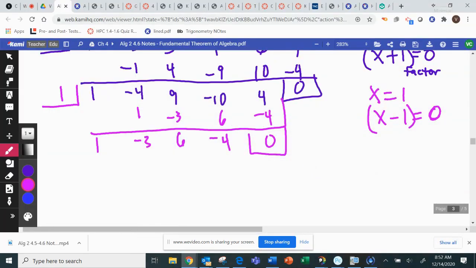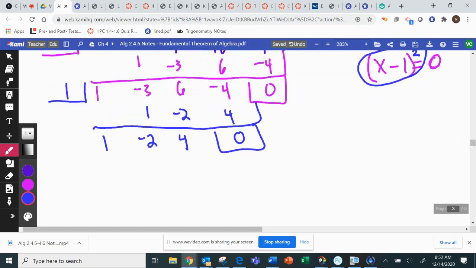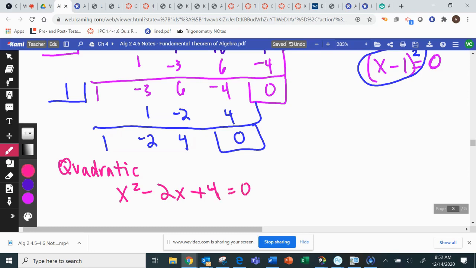So we have to do one more +1. So over here on the factor, I'm just making it squared because I'm doing another one of those. And it does work. When it works out, I now have a quadratic left. So we've got x squared minus 2x plus 4 equals 0 left over.